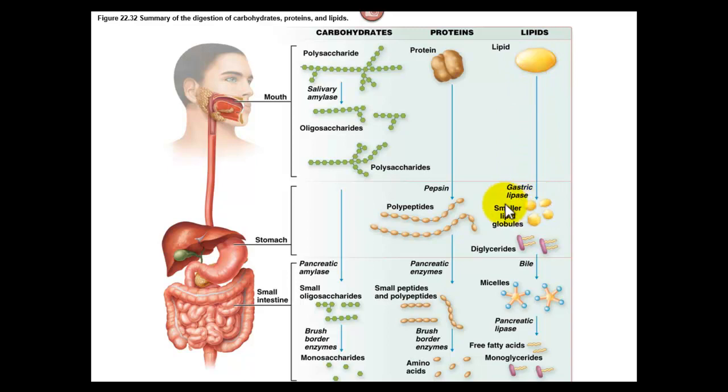And here are lipids. So gastric lipase, smaller lipid globules, and that's what bile does. Bile takes this big piece like that and breaks it into smaller globules. And then here's pancreatic lipase. There's actually intestinal lipase, and then you end up, these are called monoglycerides, but here are fatty acids, and then there are glycerol. So all of these are down to the smallest units from what were big molecules.